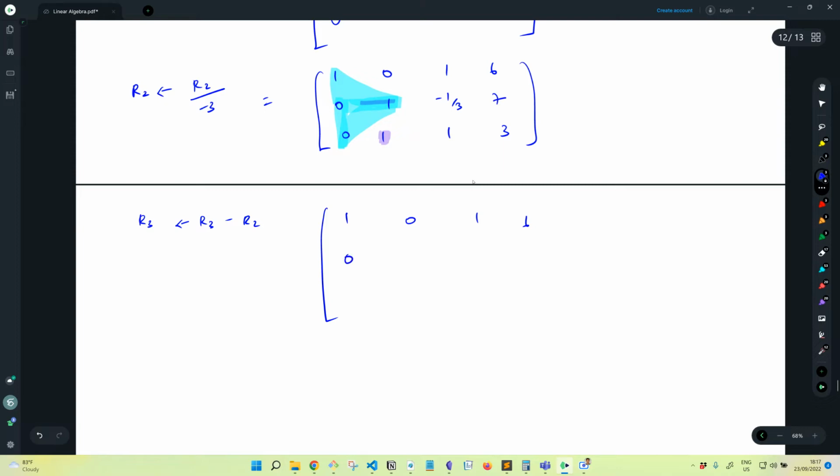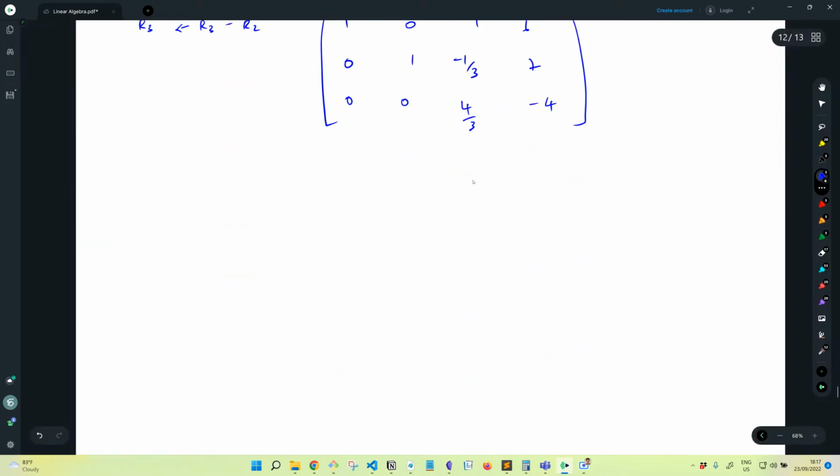If I apply this operation, then you get 1 0 1 6, 0 1 minus 1 by 3 7, 0 0, 1 plus 1 by 3 will be 4 by 3, 3 minus 7 will be minus 4. Right? Now only thing that is pending is I need to make this entry 1.